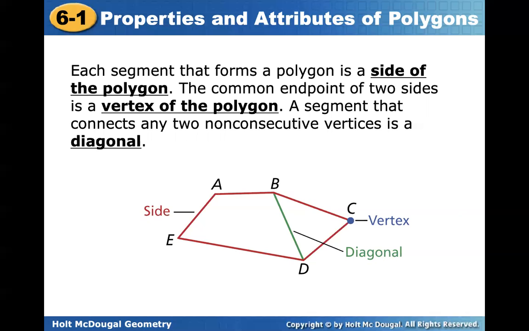And a segment that connects any 2 non-consecutive vertices is called a diagonal. For example, if we do B to C, that's just a side. So if we skip C and go to D, B to D is a diagonal, B to E is a diagonal. And in this case, we only have 2 diagonals if we're going from the same vertex. You could draw it from A to D and E to C, but if we're going to draw diagonals, we're going to draw them all from the same vertex. So really, there's only 2 diagonals in this. Any vertex you pick, you're only going to be able to draw 2 diagonals from it.